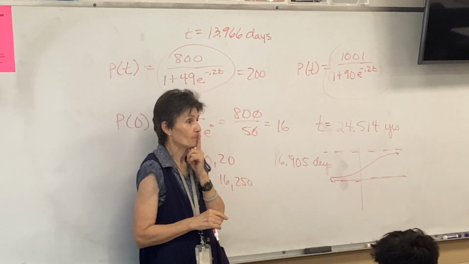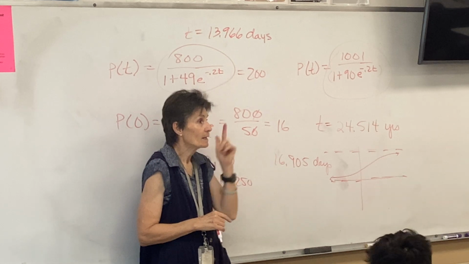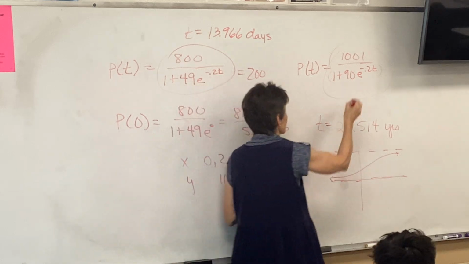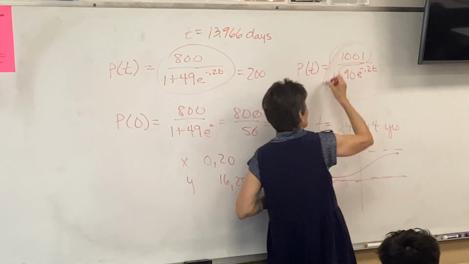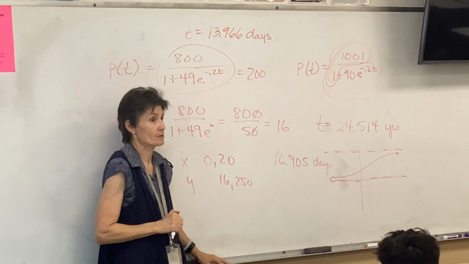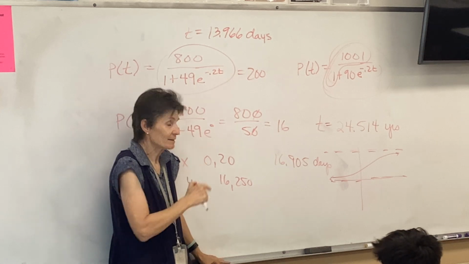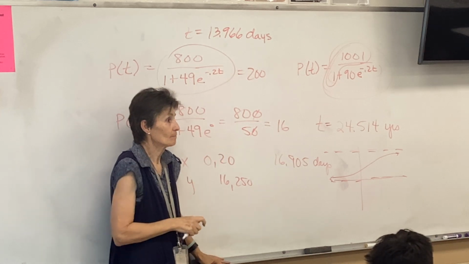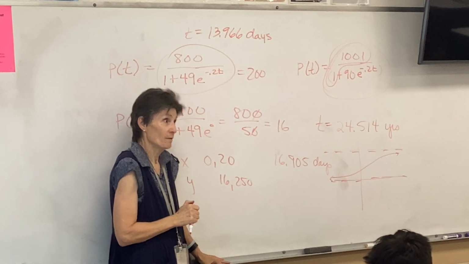What is it? Exactly. Because this right here is going to be one of your asymptotes. We talked about that last time. So instead of a 1, it shows a 2 there. It'd be 1001 over 2.